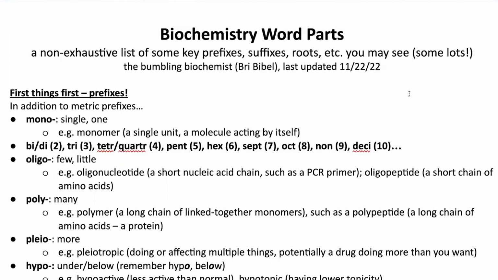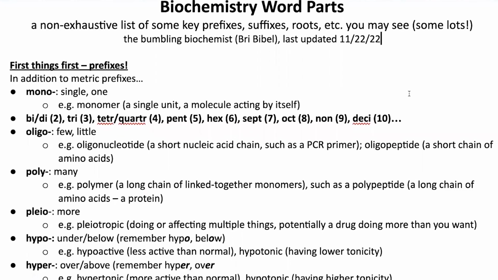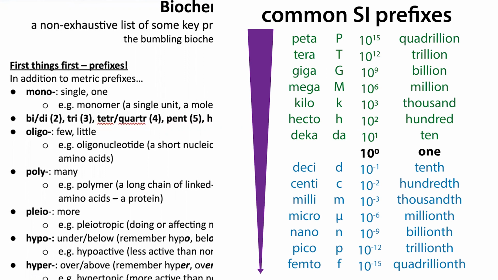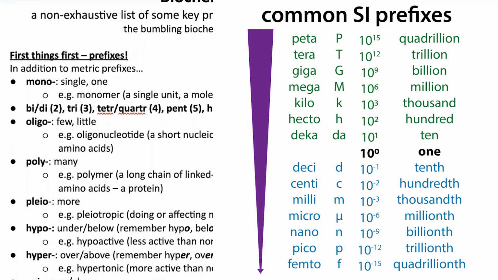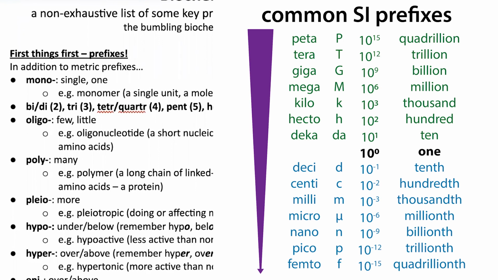But let's start off with the first things first. Let's talk about prefixes. So it's important to know the metric prefixes, so things like micro, nano, pico, deci, centi, all of that various stuff. And I have more on that in another post. But let's go and talk about what else you need to know.